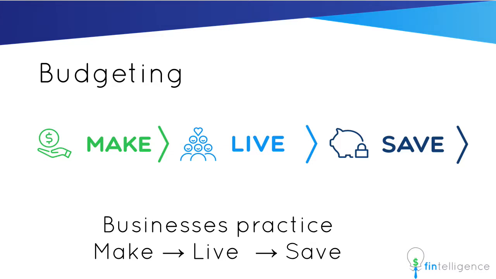Well, businesses practice make, live, save, and they practice really, really well. But you know what? The difference between businesses and us is businesses don't have families. Businesses only have needs. Businesses don't have wants. Businesses don't have birthdays. They don't have Friday night dinner out. They don't have get-togethers with friends. They don't have wedding presents to get. And so it's much easier for businesses to practice make, live, save than it is for the rest of us. And so for us, the order of make, save, live really does matter in the context of a financial model.